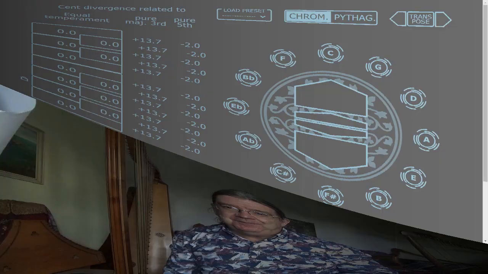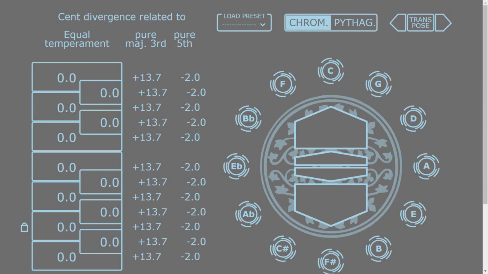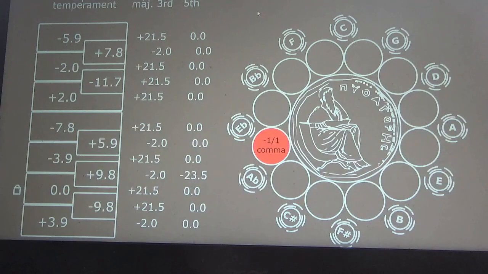And this is how it looks. So here is what Lynn Tabbert's Temperator app looks like on the screen. On this right hand side, around a rather nice line drawing of Pythagoras, we've got a circle of fifths: C, G, D, A, E, B. Moving into the black notes: F sharp, C sharp, A flat, E flat, B flat, F.